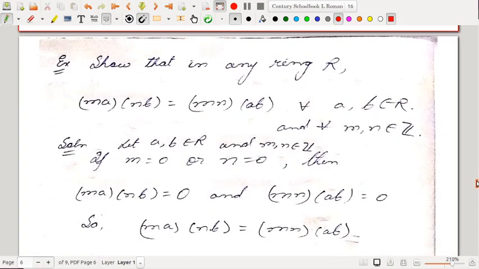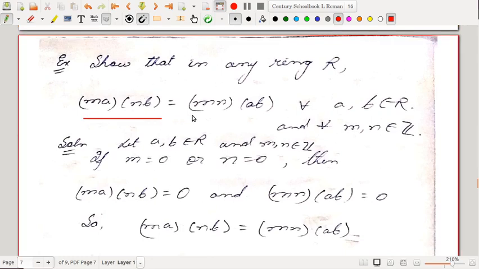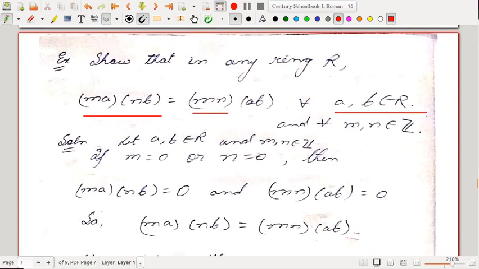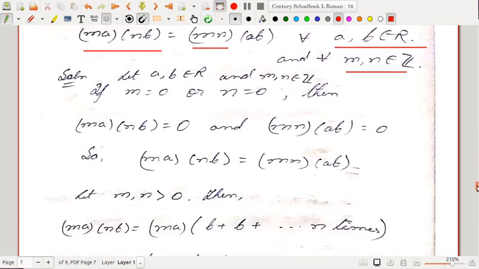Show that in any ring R, (ma)(nb) is the same as (mn)(ab) for every a, b inside R and for every integer m and n. That means we can just multiply the coefficients. The integer coefficients of a and b can be multiplied. So let a, b belong to R and m, n belong to Z be any elements.